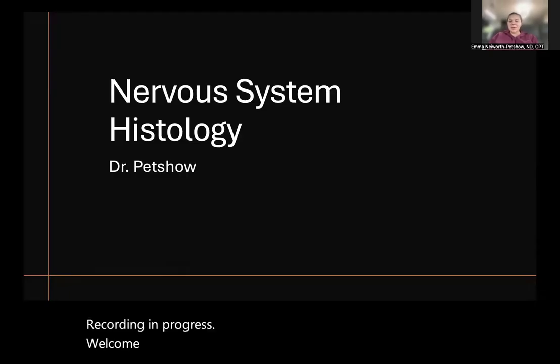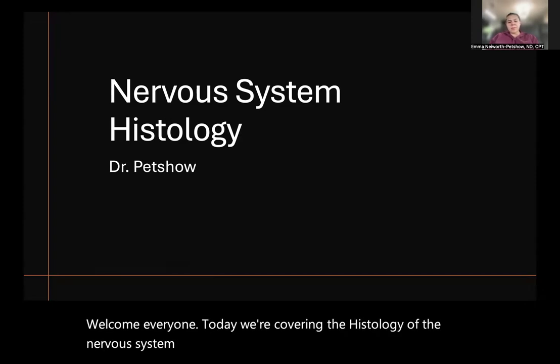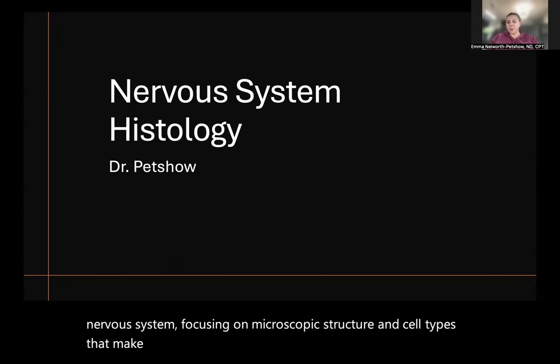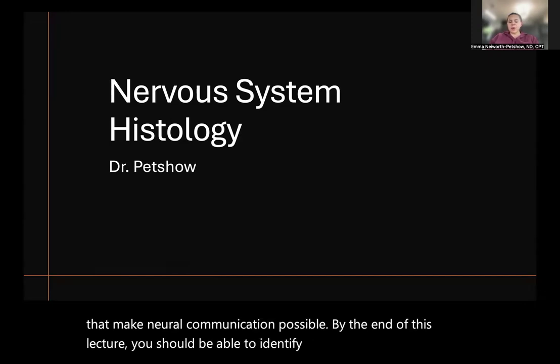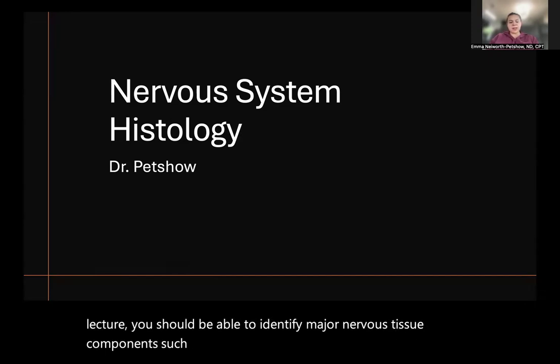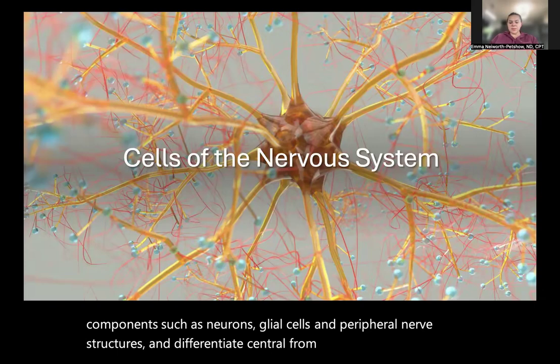Welcome, everyone. Today we're covering the histology of the nervous system, focusing on microscopic structure and cell types that make neural communication possible. By the end of this lecture, you should be able to identify major nervous tissue components, such as neurons, glial cells, and peripheral nerve structures, and differentiate central from peripheral nervous system elements.